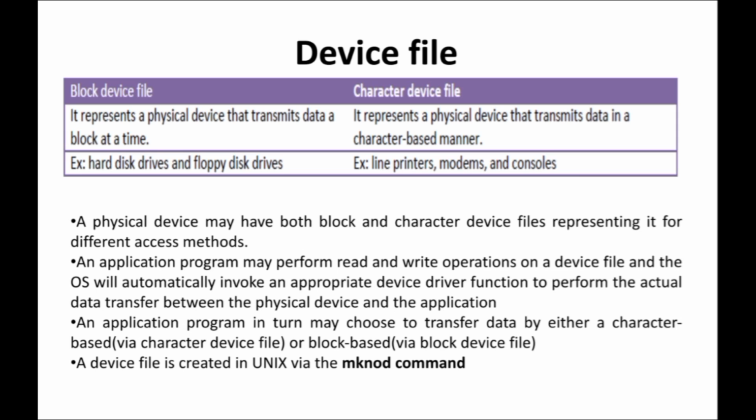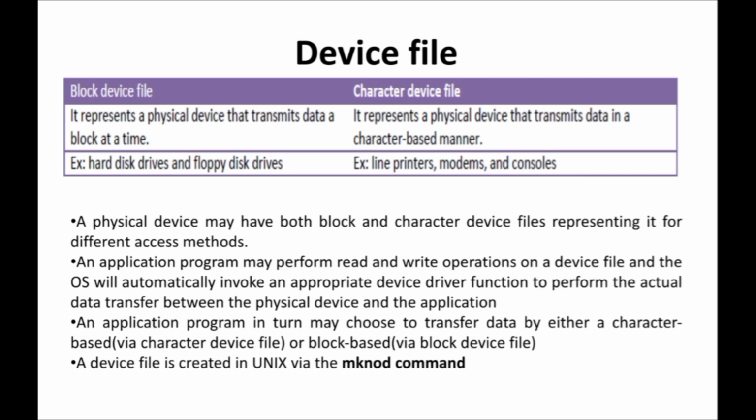A character device file represents a physical device that transmits data in a character-based manner. In a block device file, data will be transferred in the form of blocks. In a character device file, the data will be transferred in the form of characters. For example, printers, modems, consoles. In a printer, you can see that to print a particular file, characters should be passed. That is the example for a character device file.